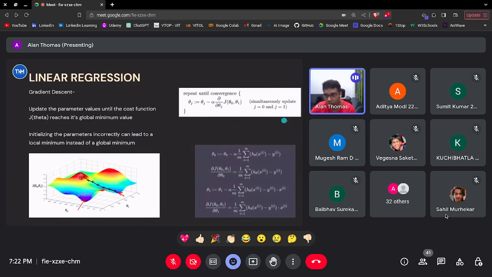So this is for single, so it's j is equal to 0 and j is equal to 1. So what you will have is theta j is equal to theta j minus alpha. Alpha is the learning rate, and this is the partial derivative of the cost function by theta j. So for example, this is theta 0. It will be theta 0 minus alpha 1 by m. Okay, so this part I'll show you. So basically it's theta 0 minus alpha into this part, right?